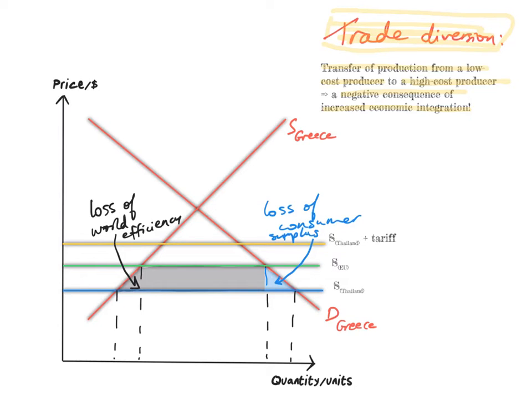Let's assume we are looking at Greece. This is the domestic supply in Greece for some product, say textiles. Greece could import textiles from Thailand, this is the supply from Thailand, or it could import it from the EU. This is the supply from the EU. Let's assume Greece has not joined the EU yet. That's an assumption we're making. Now, Greece decides to join the EU. Now, because the EU is a common market and Thailand is not a member, all members of this common market have to have the same trade policy towards non-members. So they're going to set a tariff against Thailand.